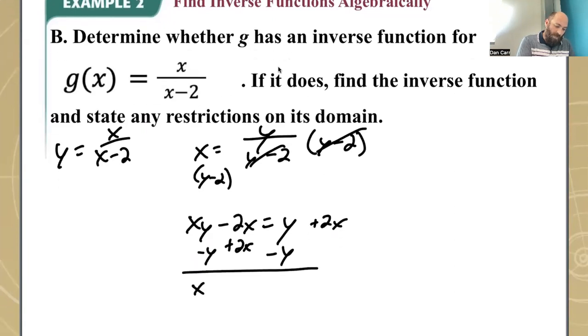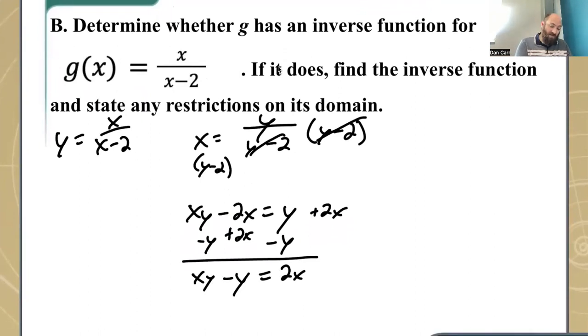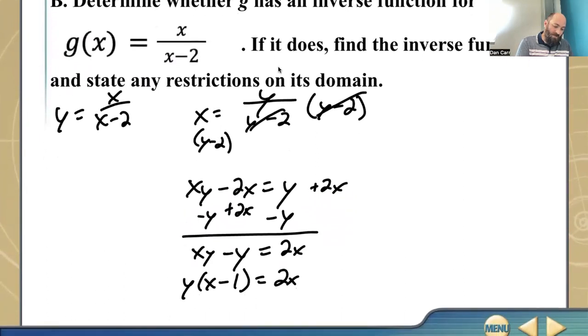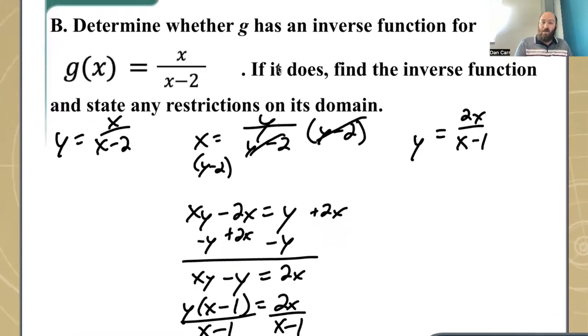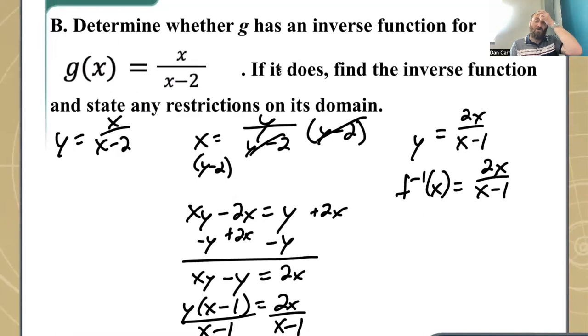We want to get xy minus y here is equal to 2x. From here, we have y as a common factor, so I can factor that out of this left expression. So y is going to be multiplied by x minus 1, and that equals 2x. And then I'm ready for my final solving step, where I divide both sides by x minus 1. So when I come here, I'll have y is equal to 2x over x minus 1. But then for my inverse function notation, I'm going to rewrite it like this. So that's my inverse function.